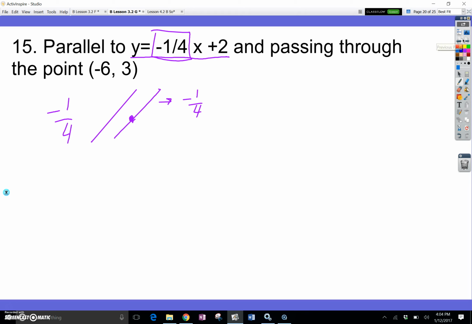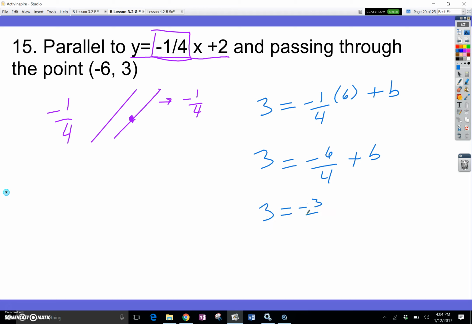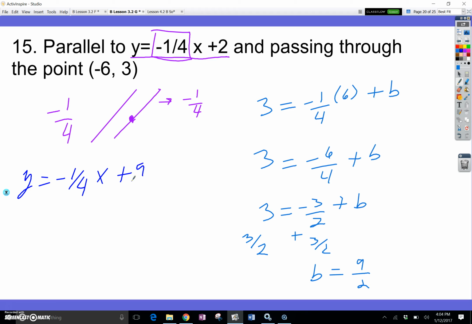So what this would look like now in my equation is 3 equals negative 1/4 times 6 plus b. This will give me 3 equals negative 6 over 4 plus b, which is 3 equals negative 3 over 2 plus b. And I'm going to add 3 over 2 to both sides. And that's going to be b equals, it's going to be 4.5, which is 9 over 2 as a fraction. So now in slope-intercept form, the equation is y equals negative 1/4 x plus 9 over 2.